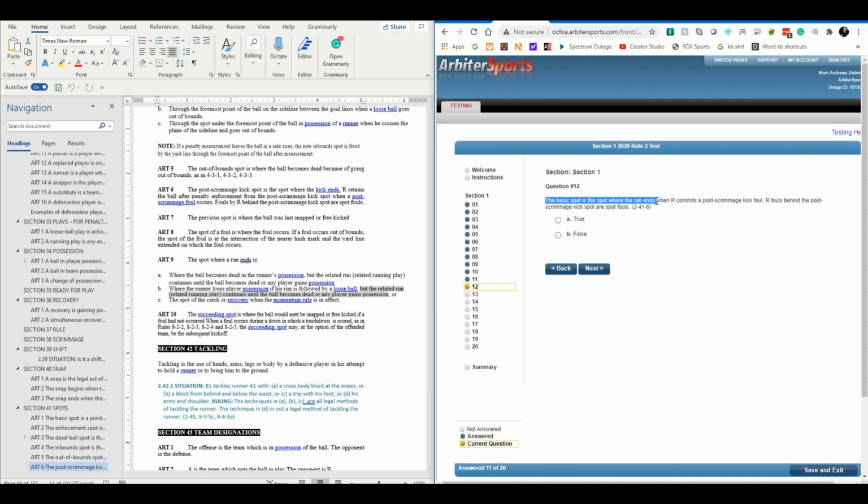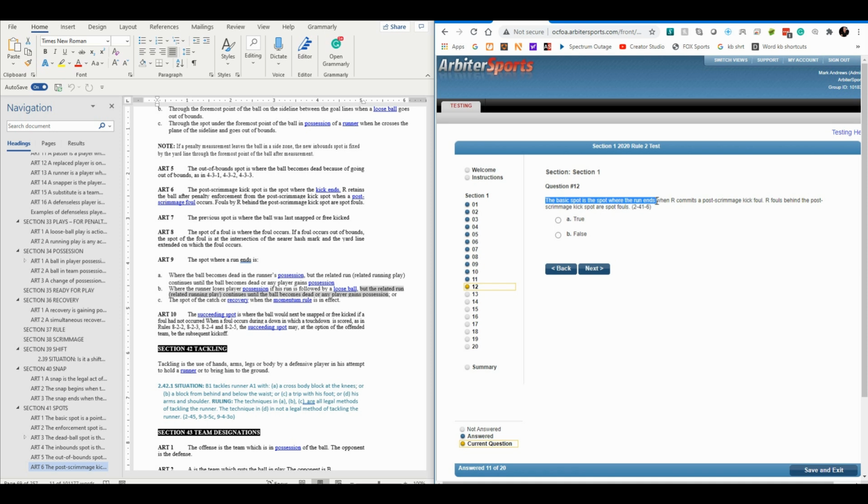Okay, because the run could end 10, 20 yards upfield, right? No, it's where the kick ends. And this is why we beanbag where the receiver catches the ball on a punt, because that could be an enforcement spot for what's called a PSK foul, post scrimmage kick.